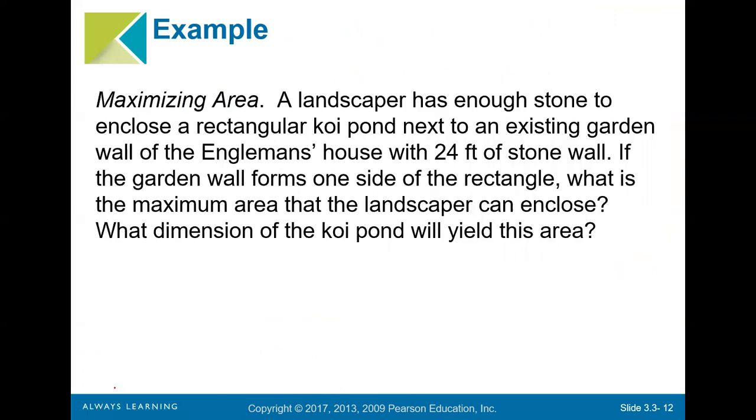Now let's talk about this application problem. It says maximizing area. A landscaper has enough stone to enclose a rectangular koi pond next to the existing garden wall of the Englishman's house with 24 feet of stone wall. If the garden wall forms one side of the rectangle, what is the maximum area the landscaper can enclose, and what are the dimensions of the pond that will yield this area?